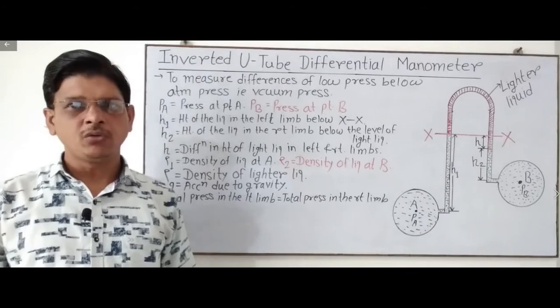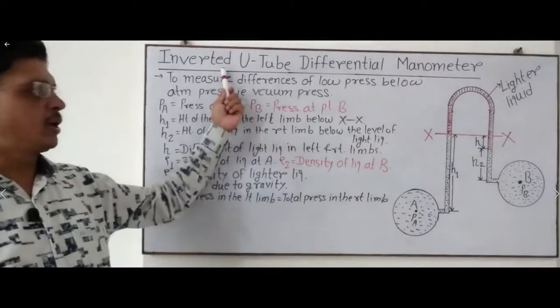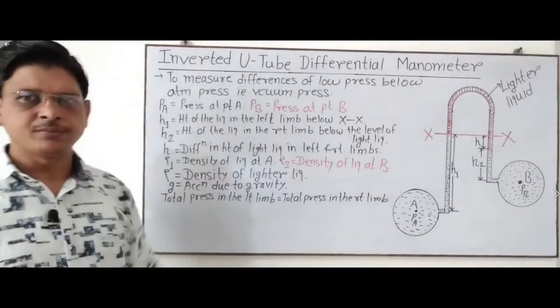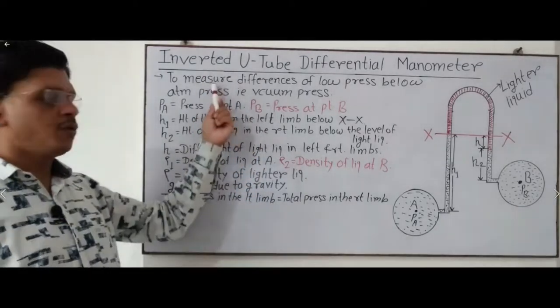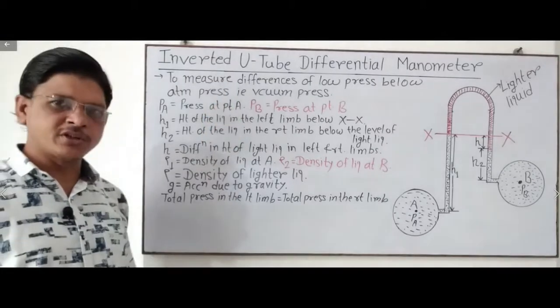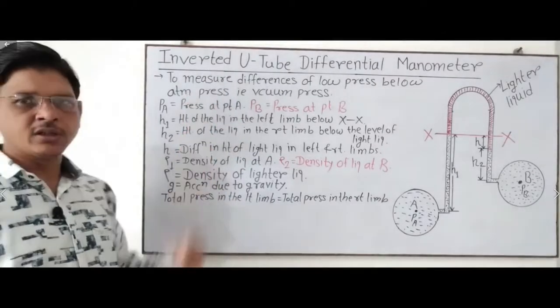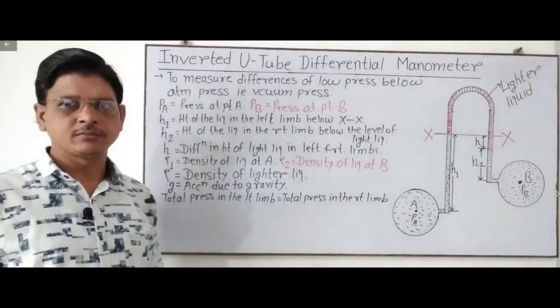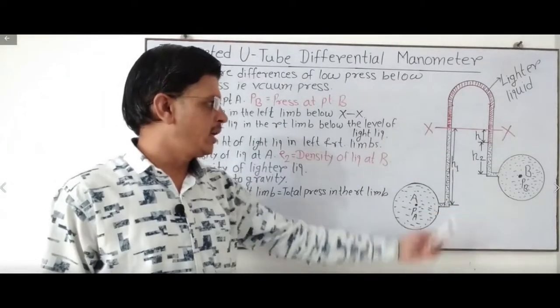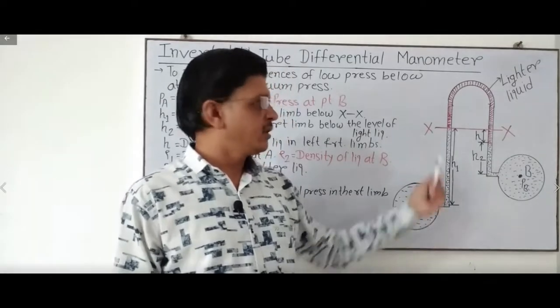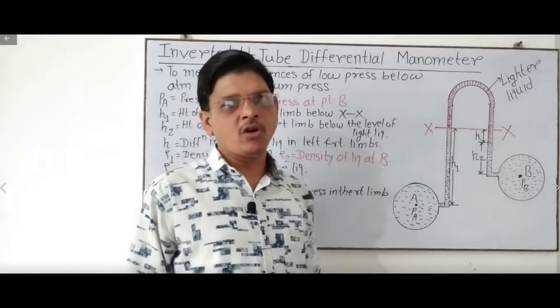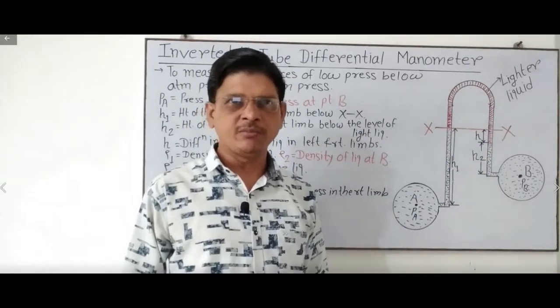Students, now let's talk about the inverted U-tube differential manometer. This inverted U-tube differential manometer is used to measure differences of low pressure below atmospheric pressure, that is vacuum pressure. This is the diagram of the inverted U-tube differential manometer. It is just like the reciprocal of the simple U-tube differential manometer.